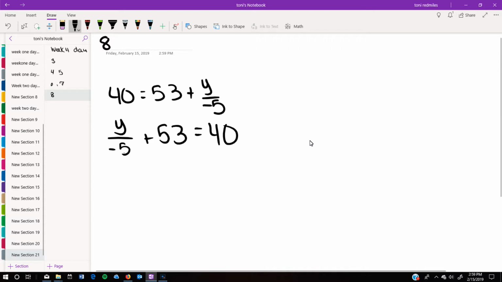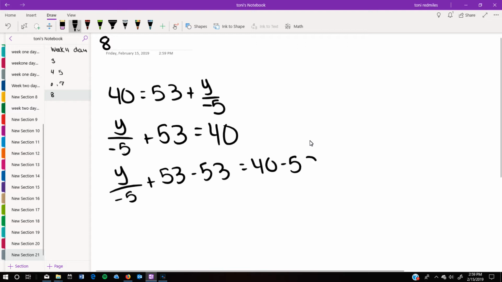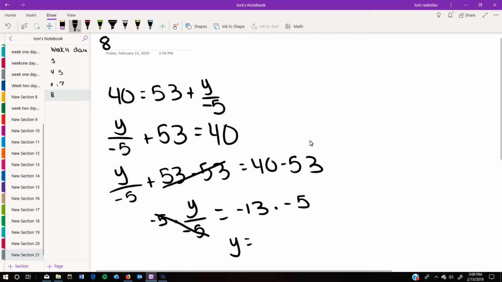So the 53 is being added to the y, so I'm going to subtract it from both sides. Giving me y over negative 5, that goes to 0. 40 minus 53 is a negative 13. Now I ask myself, what is the negative 5 doing to the y? Well, it's dividing, so to undo it, I have to multiply it. And because of the rule of equality, I have to do that to both sides. Those cancel out, giving me a y. A negative and a negative give me a positive. And if I multiply these two things, I get 65. So positive 65 is my answer.